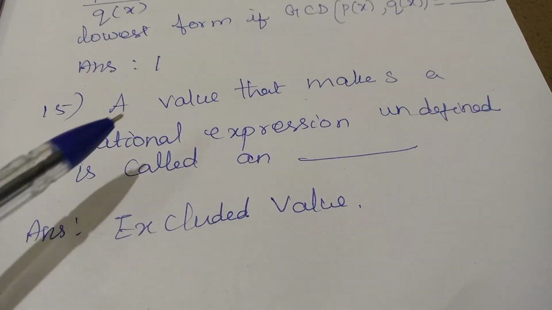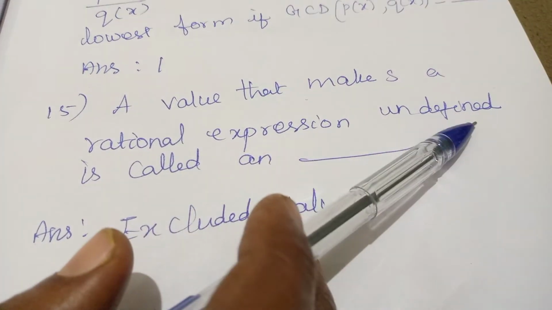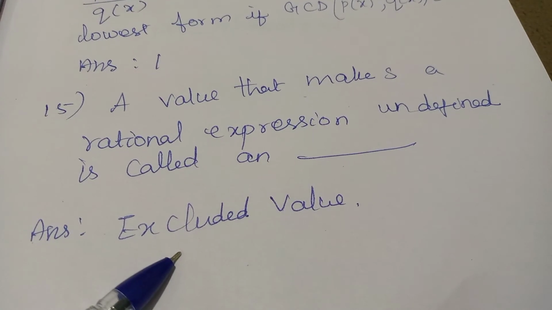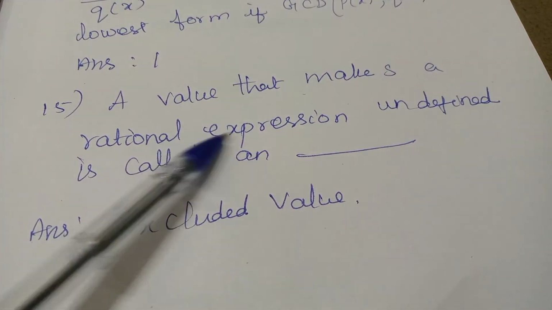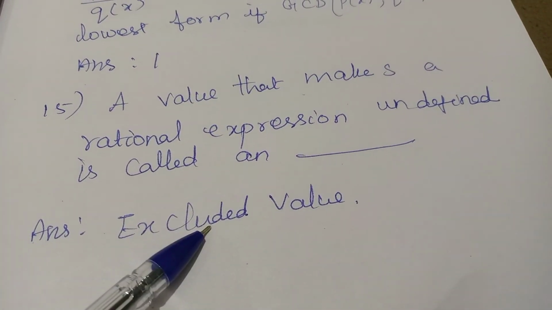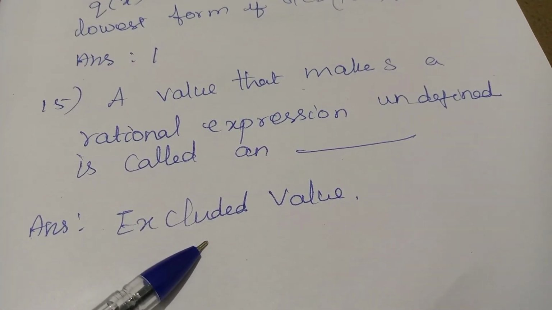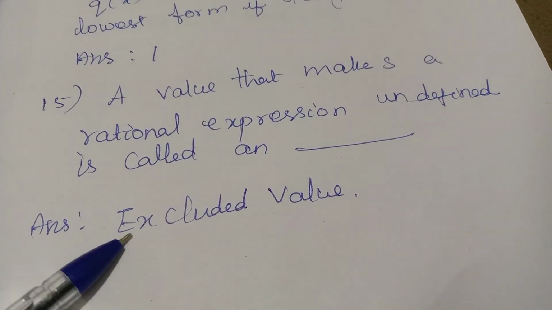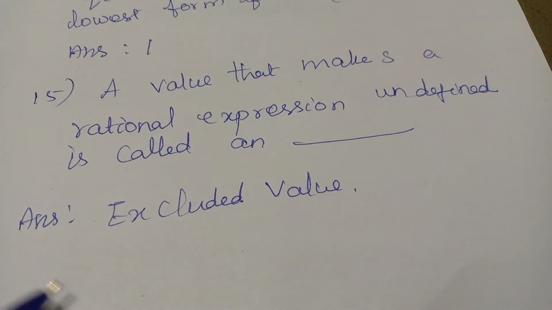A value that makes a rational expression undefined is called an dash, excluded value. A value that makes a rational expression undefined is called an excluded value. What is meant by this? If the denominator term is 0, then the given expression becomes undefined. Then we can say that is the excluded value. Come to the next question.